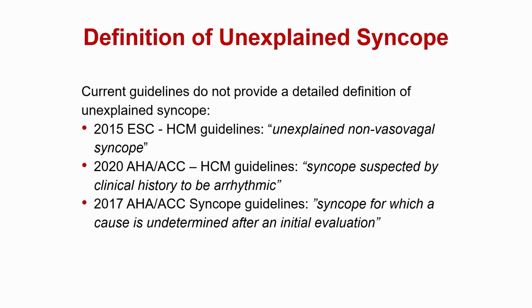For example, the 2015 ESC guideline on hypertrophic cardiomyopathy says unexplained non-vasovagal syncope. I do not understand what that means. The 2020 AHA/ACC guideline says syncope suspected by clinical history to be arrhythmic. 2017: syncope for which a cause is undetermined after an initial evaluation.